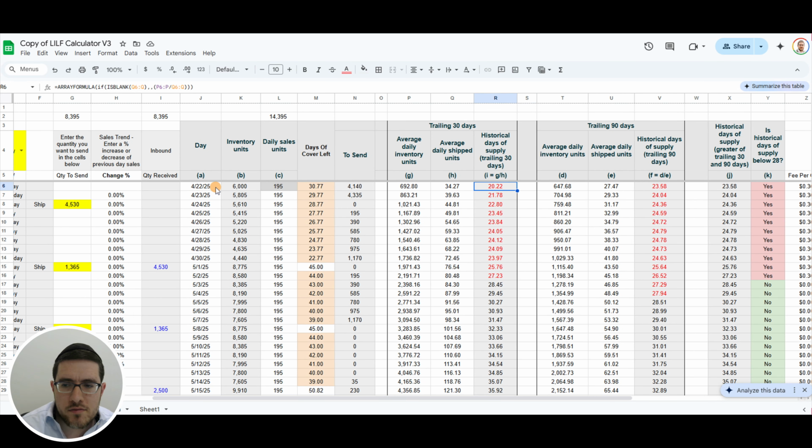Basically what the sheet does is every single day it looks at the amount of units you have in stock and the amount of units you sold. It makes the calculation of your daily average units shipped and daily average units in inventory, and it looks at the previous days and calculates a new number and shows you what the number will be.